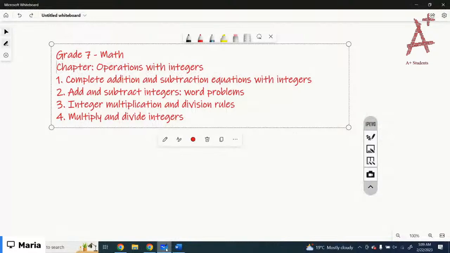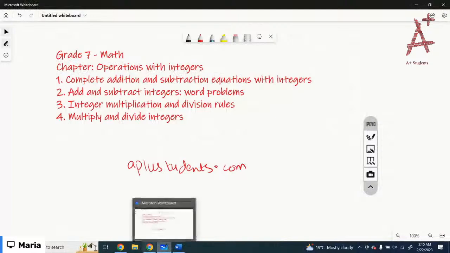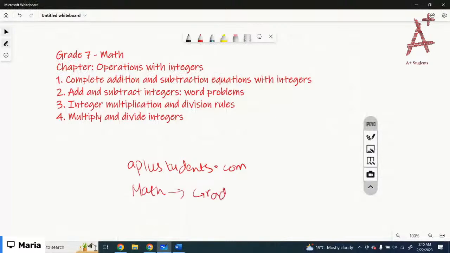So we're going to start with grade 7 maths. You can find all the lessons on aplusstudents.com. You have to log in there using your ready-made email address and password as provided by the administrator. Then you have to select math from the subject tab, scroll down to grade 7 and then click on view all lessons. There you can find a list of the chapters.